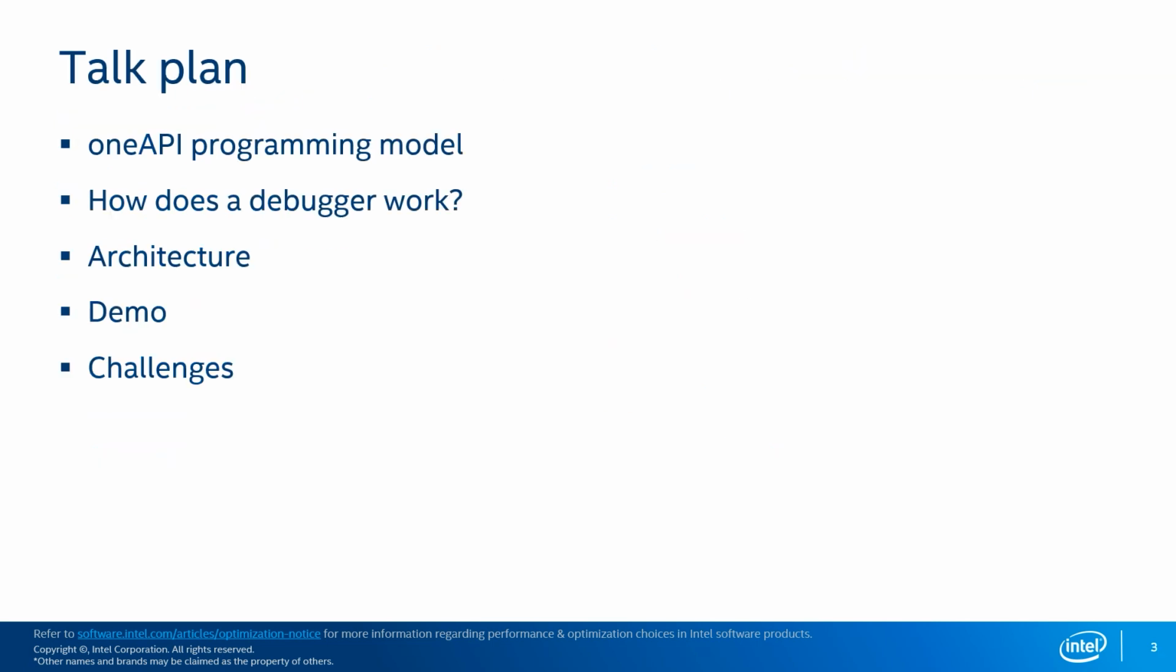So the plan for the talk is the following. First, I'm going to present you the oneAPI programming model, and we are going to briefly discuss how a generic debugger works. Then we switch to the architecture of our debugger, and after that, I will do a small demo that shows the main features of our debugger. And then we discuss several challenges which our team faced during the debugger development.